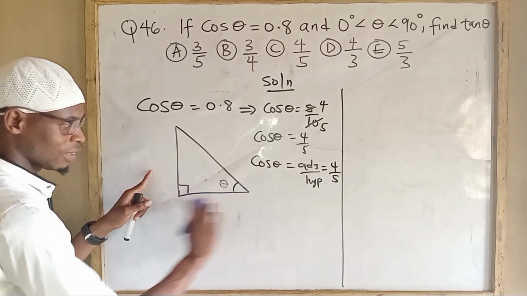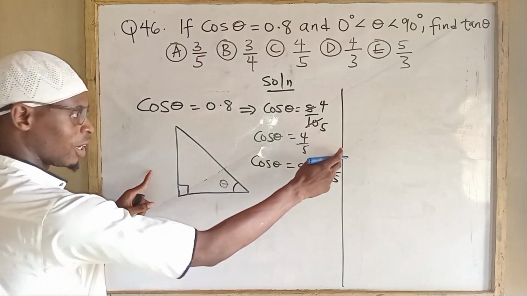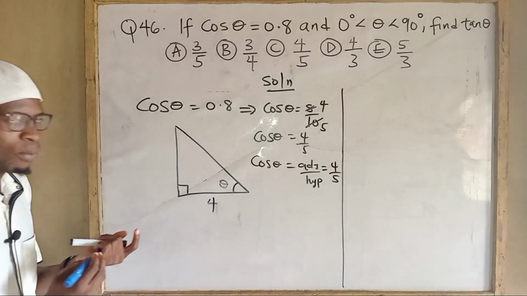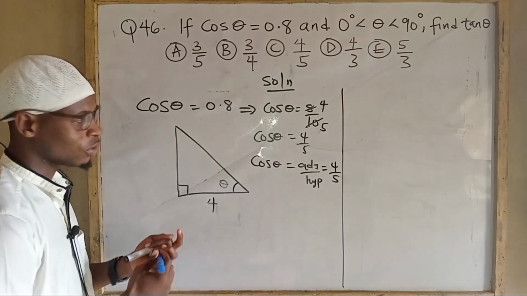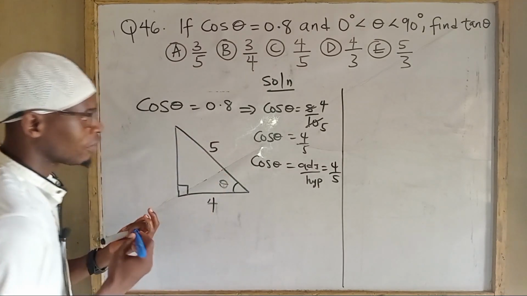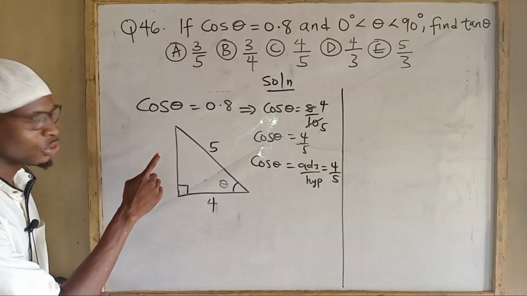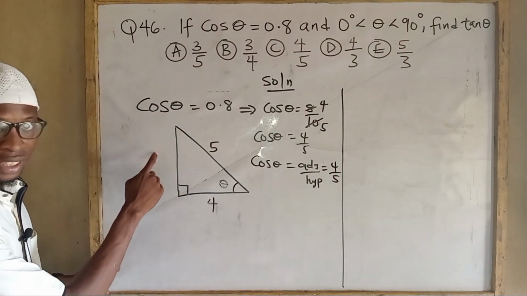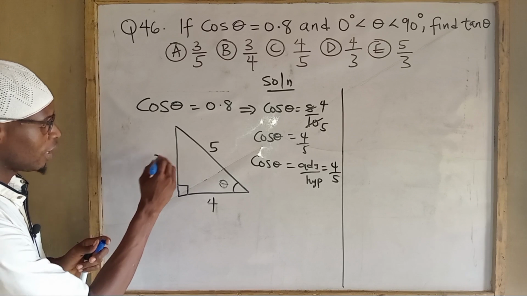The lines where this angle rests on and this angle rests on is called the adjacent side, which is 4. Position it there. Then the longest side of a right angle triangle we said is the hypotenuse, which is on this side. So we are asked to find tan theta. For us to get tan theta, we need to calculate the third side there. How do we get the third side? This is our opposite, right? Let me just call it x.